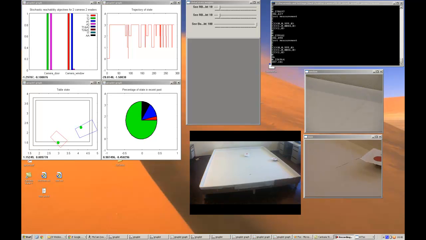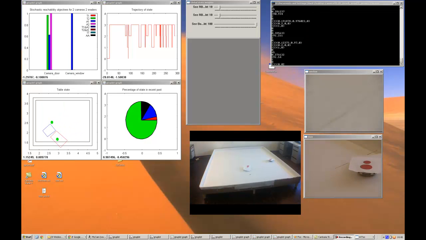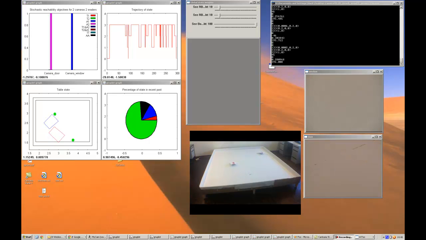So the black state, which is seeing one of the two, and the blue, the other of the robots, is more or less the same. And the one where you see nothing is the least visited state.